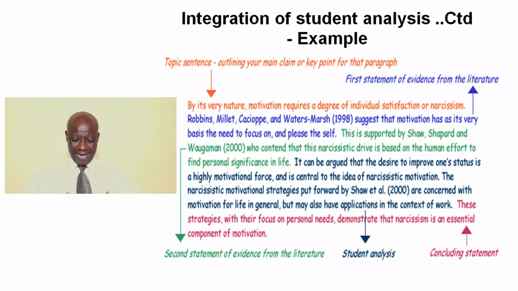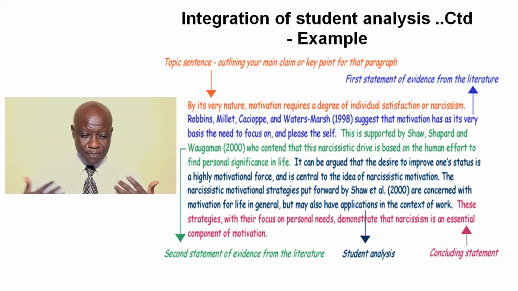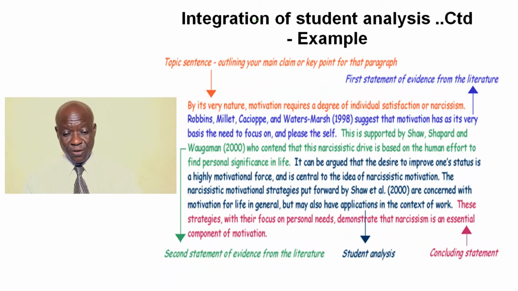On the screen here, I've given you an excerpt. And that excerpt goes, I'm going to read it for you. By its very nature, motivation requires a degree of individual satisfaction or narcissism. Robbins, etc., all those other fellows suggest that motivation has as its very basis the need to focus on and please the self.